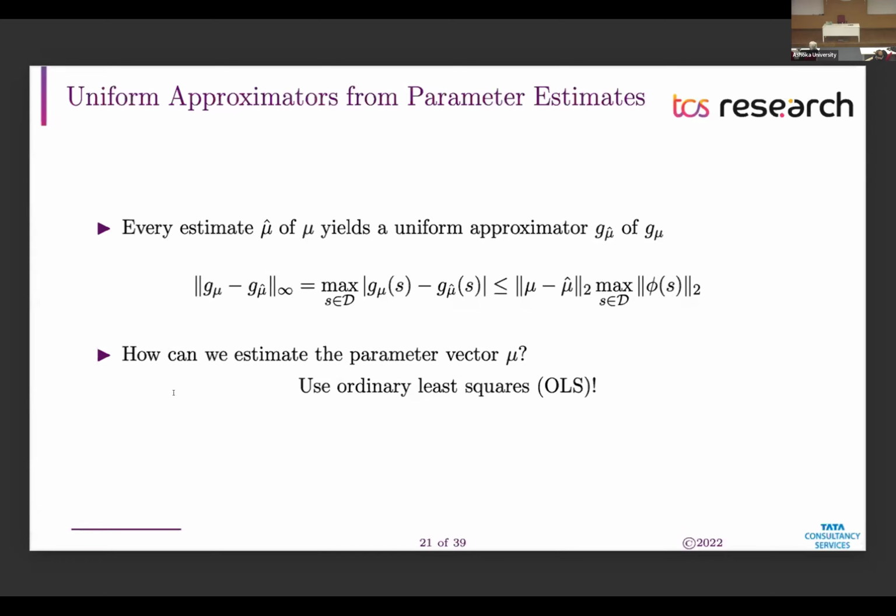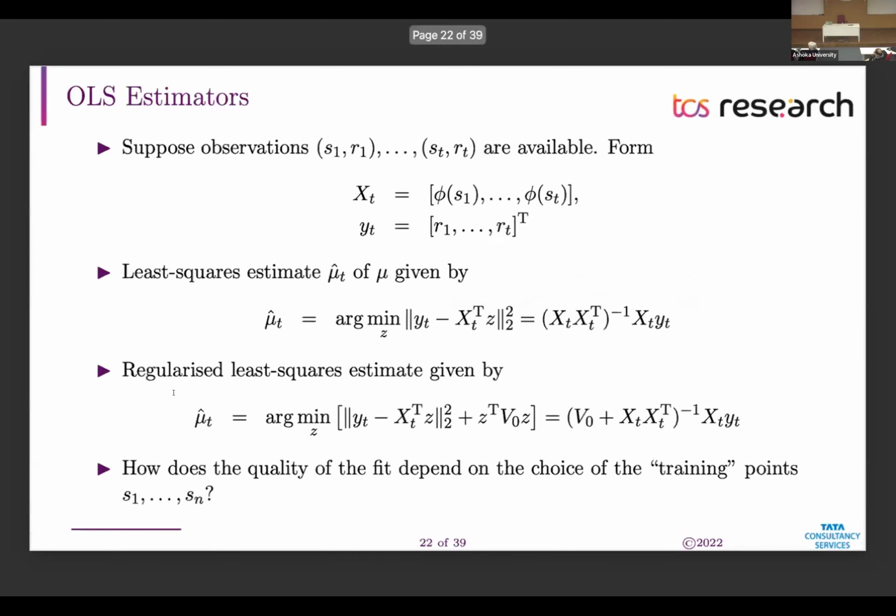So if this number is k and I find an estimate mu hat which is accurate up to epsilon by k, then I will get a uniform approximation to within epsilon, right? Now the question is, how can we estimate this parameter vector mu? Well, because I have this linear in parameter structure, I can just use ordinary least squares, right? And that is done even in cases like a linear bandit setting.